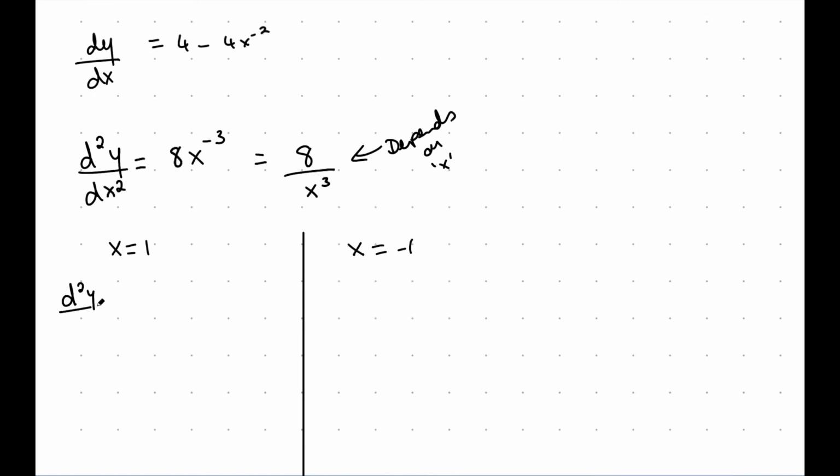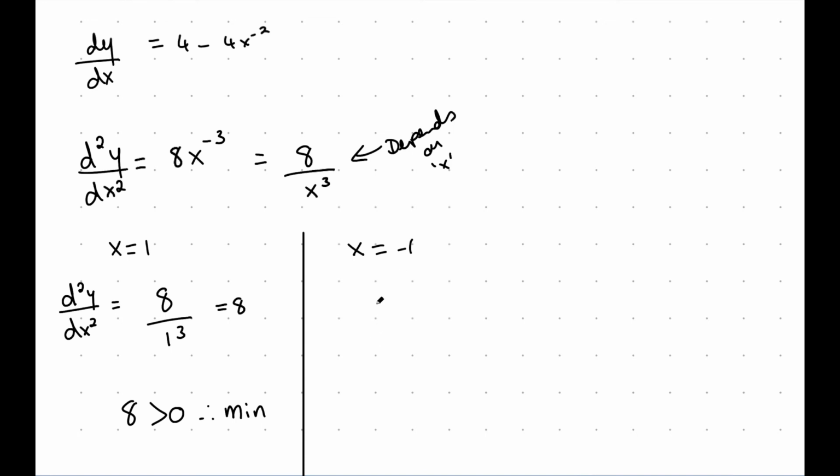So if I do it for x is equal to 1, I'm going to have d2y dx squared is equal to 8 all over 1 cubed, which gives me 8. That is greater than 0. So we're going to have that 8 is a value greater than 0. Therefore, that value works out to be a minimum.